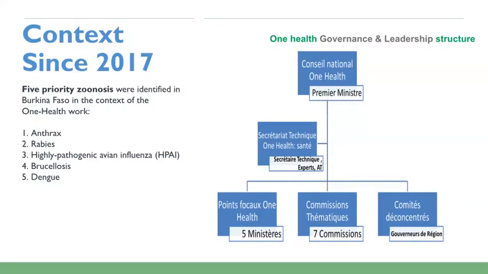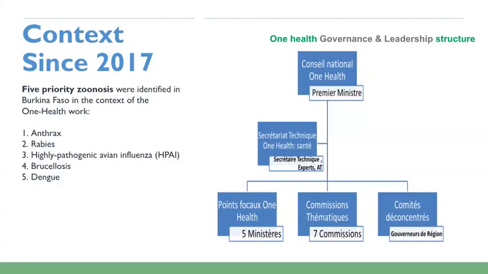The first body comprises the focal points of the different ministries. The second body is constituted of 7 thematic commissions, based on the recommendations of the Global Health Security Agenda. To illustrate, we have the Zoonosis Commission, the Surveillance Commission, the Antimicrobial Resistance Commission, etc. And the last body of the last tier is the One Health Committee at the regional level. But for political reasons, this tier is not functioning right now.